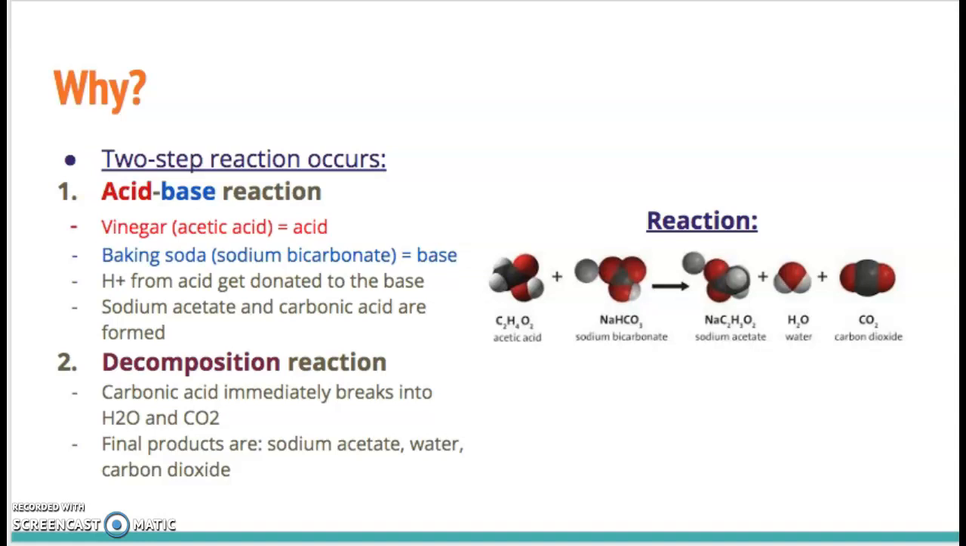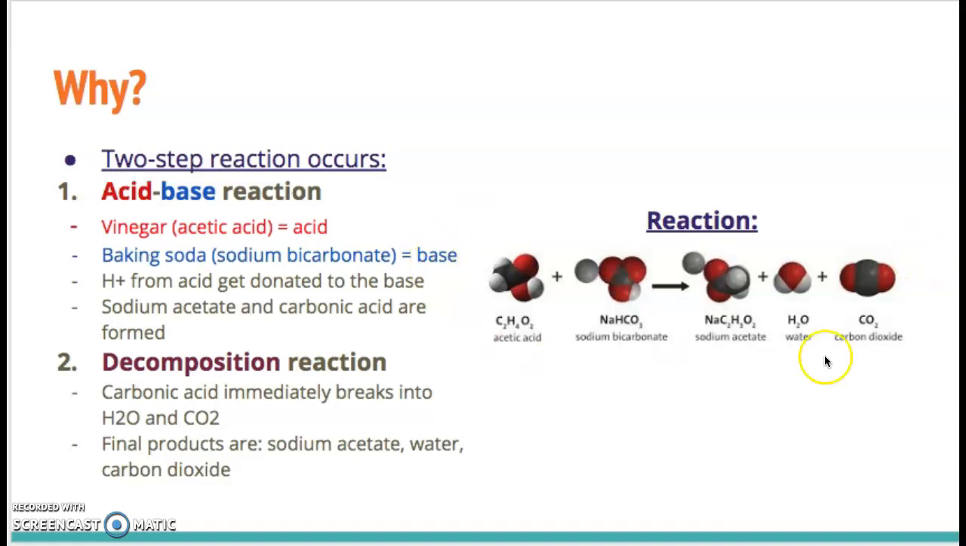The carbonic acid is where the second part of the two-step reaction comes into place. It immediately breaks down into H2O and CO2, so water and carbon dioxide. So the final products of this reaction are sodium acetate, water, and carbon dioxide.